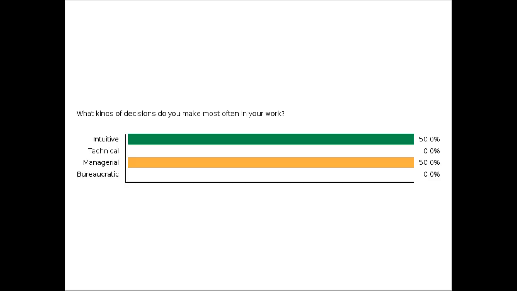3, 2, 1. Okay, let's look at the results. All righty. All the way between, so about 40% are managerial, 40% are intuitive, and not surprisingly, there's not much as far as the world of bureaucratic is concerned. So there we go.